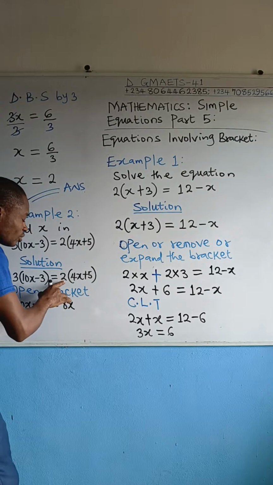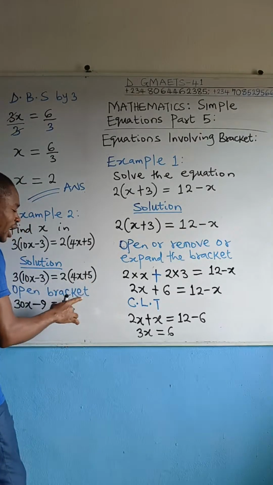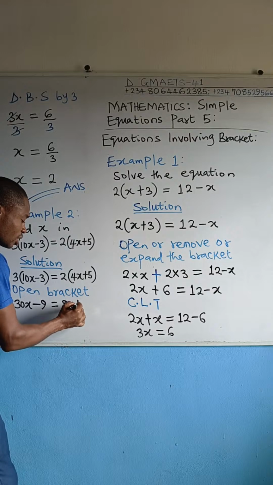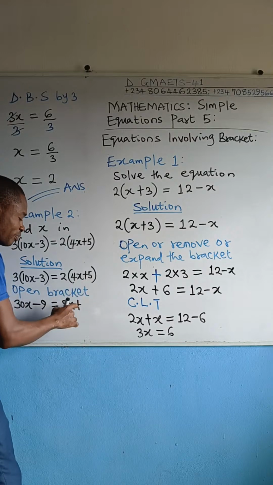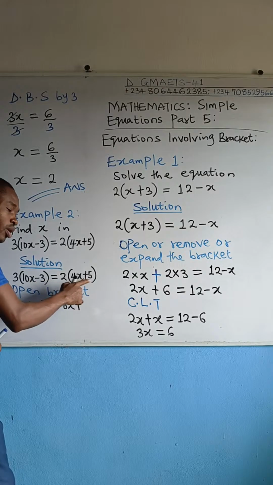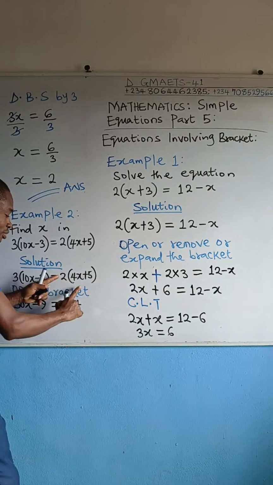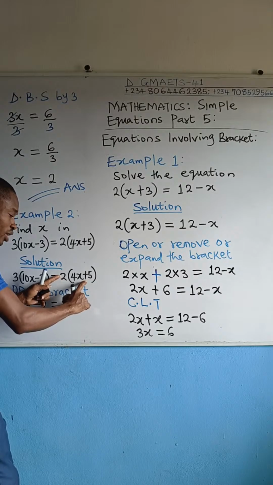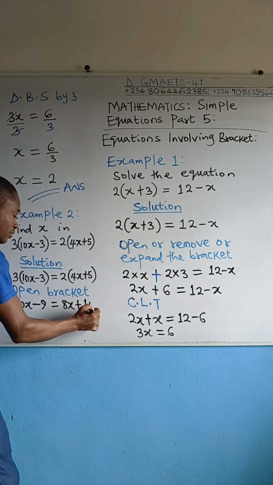Then, before I work on 2 times 5, I'll simply bring down this plus, the plus that belongs to this 5, because it will not change. You're using a positive number to multiply it. Plus times plus will give you plus. Then 2 times 5 is 10.